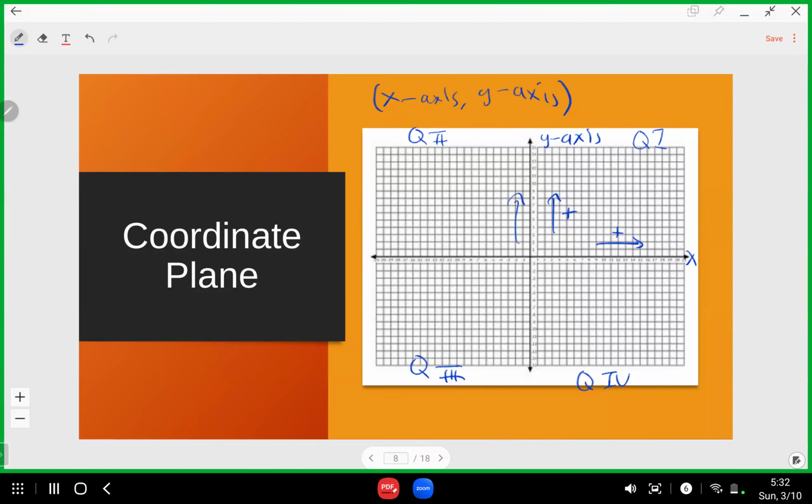Now let's go on to this. In quadrant 2, what is negative? X is negative. Y is still positive. But in quadrant 3, they're both negative. In quadrant 4, y is negative, x is positive. The importance of these quadrants is just that you know when things are negative and when things are not.